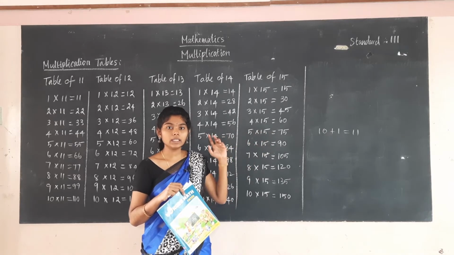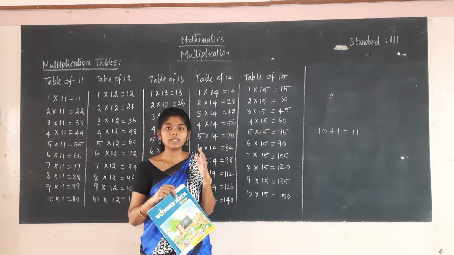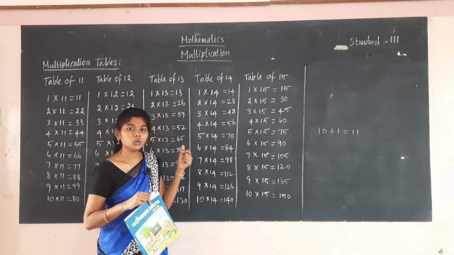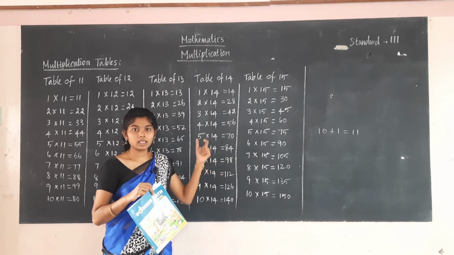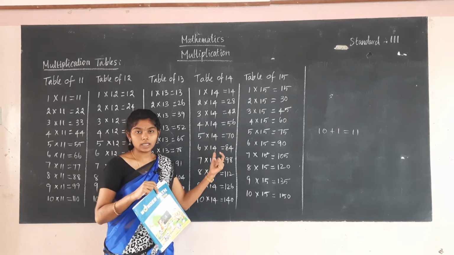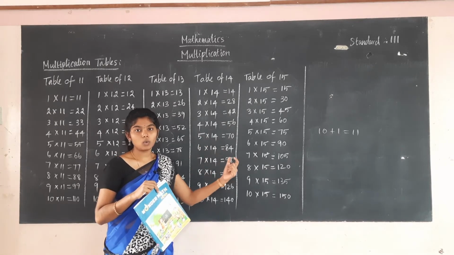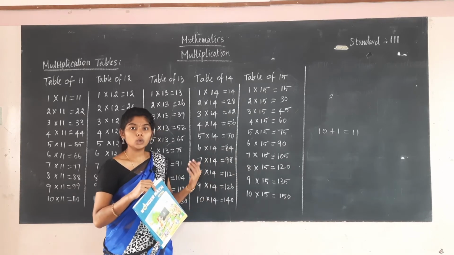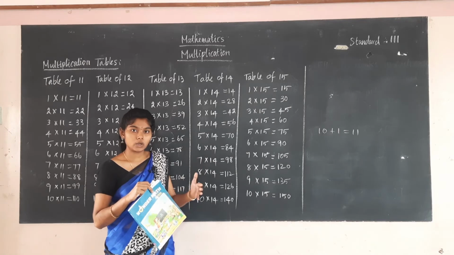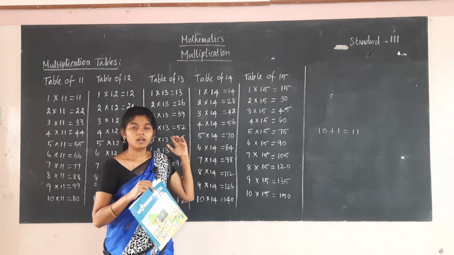By adding 10 and 1 you will get 11, and by adding 20 plus 2 you will get the answer 22. Next, 3 into 10 is 30 and 3 1s are 3. By adding those two answers, 30 and 3, you will get 33. So this is what you will get for the 11th table.